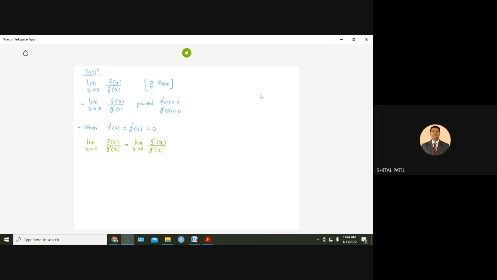Again, if both of them are 0, then again differentiate. When f dash of a equals g dash of a equals 0 and the second derivatives f double dash of a and g double dash of a are also 0, then what should be done? Then we have to do it this way: limit x tends to a, f of x divided by g of x will be equal to limit x tends to a, f third derivative over g third derivative, and so on. Now we understood what the procedure is.